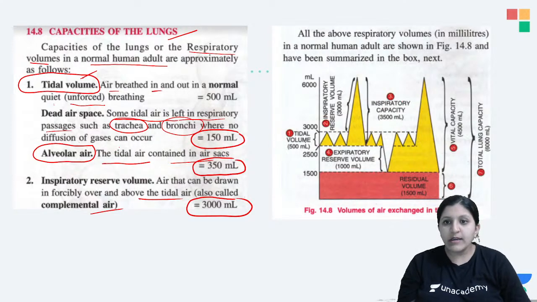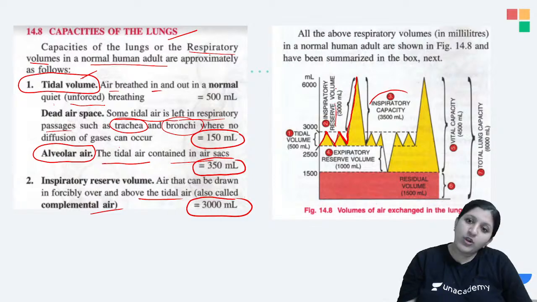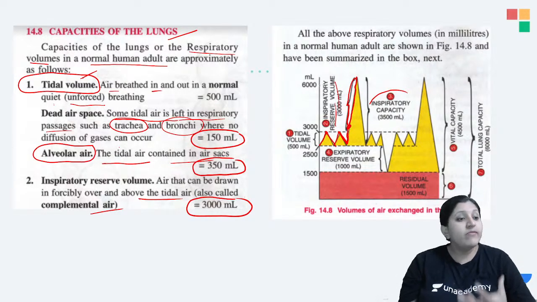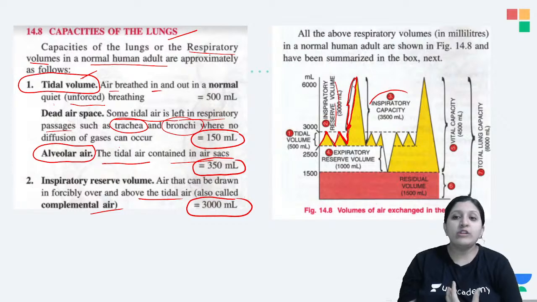You can see here, this one is the tidal volume. There is inspiration, then expiration, then inspiration, and then all at once you forcefully breathe in. That gives you the inspiratory reserve volume, this part, not this one. Only till this part is the extra amount of air that you are going to take in, which forms about 3000 ml.